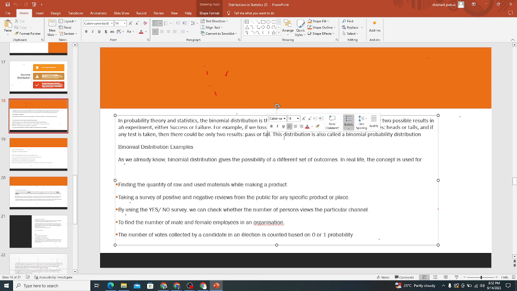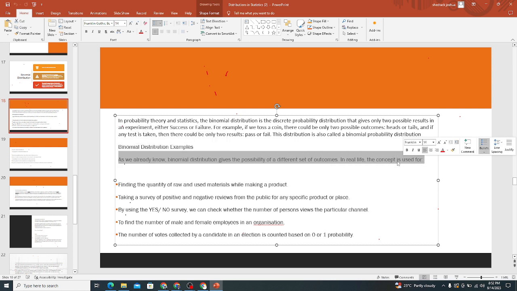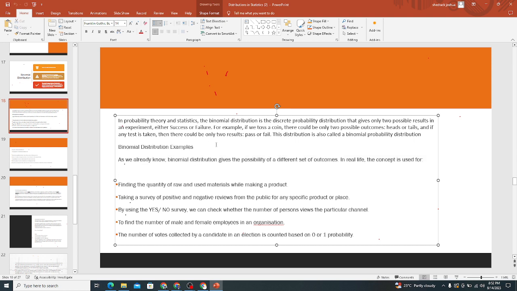So this distribution is called a binomial probability distribution. That is the distribution which only has one outcome at the end. Even if we expect two possible outcomes, at the end we'll only get what? One outcome. So, binomial distribution examples: as we already know, binomial distribution gives the possibility of a different set of outcomes.